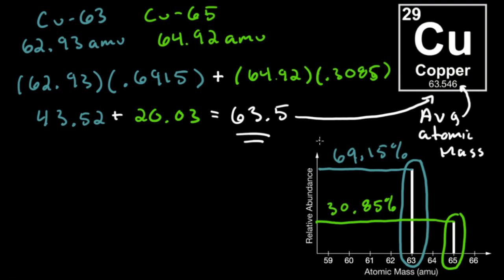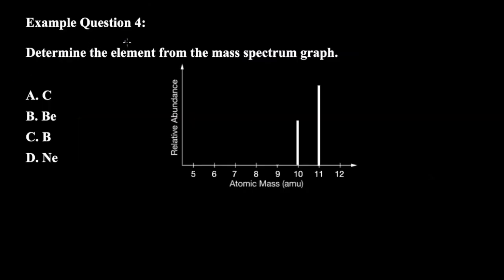And so let's try to do an example question now. Let's try to do example question 4. Example question 4 wants us to determine the element from the mass spectrum graph. So from looking at this graph, see if you can figure out what you think the answer would be.